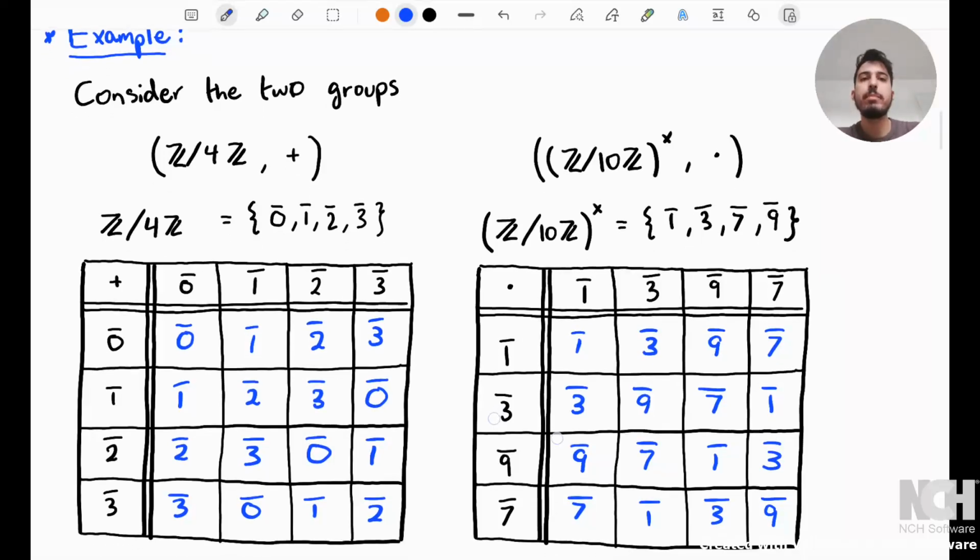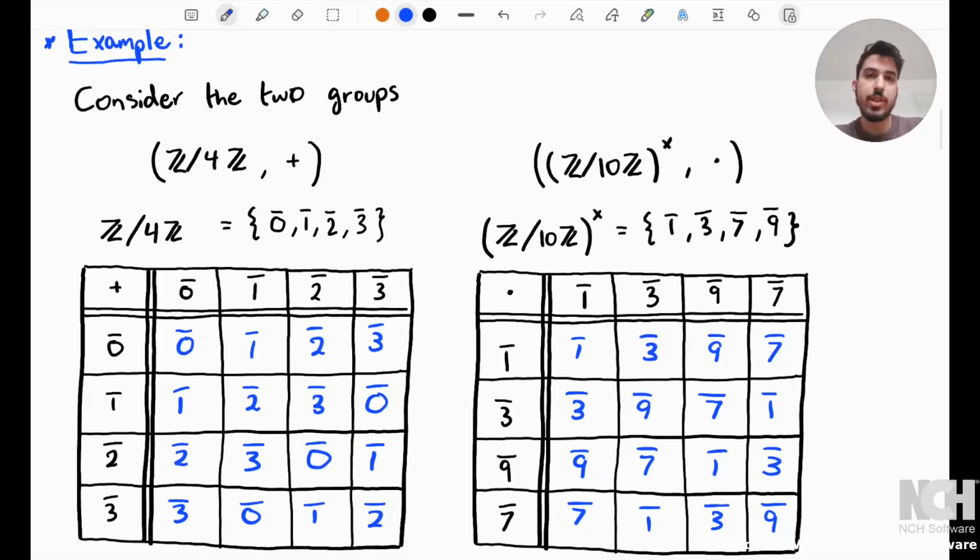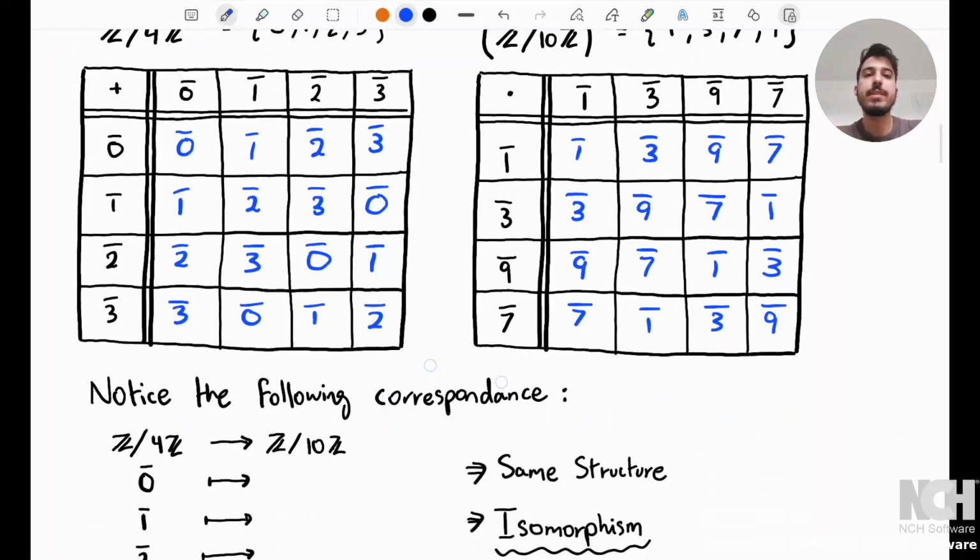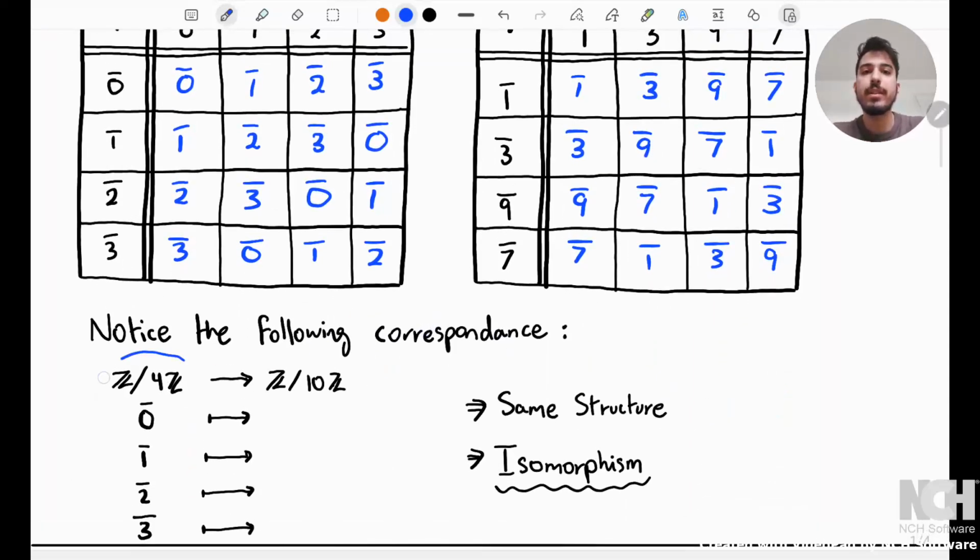It's because if we replace the operation plus with multiplication, and if we replace each of the elements in Z4Z by one of the elements in Z10Z star, we will have a very similar interaction between the elements. And I will show you exactly how that works out. So let us see the correspondence between Z4Z and Z10Z. We will correspond each of the elements in Z4Z with a single element in Z10Z. We will correspond the element 0 with 1, which makes sense because 0 is the identity element of Z4Z and 1 is the identity element of Z10Z.